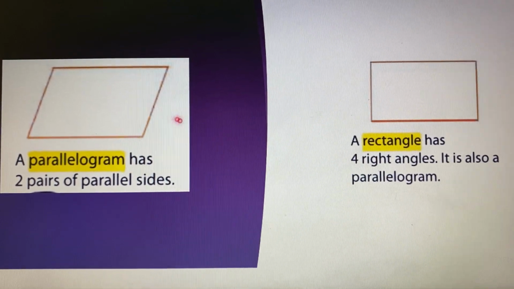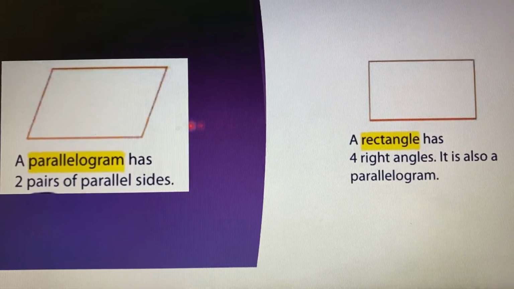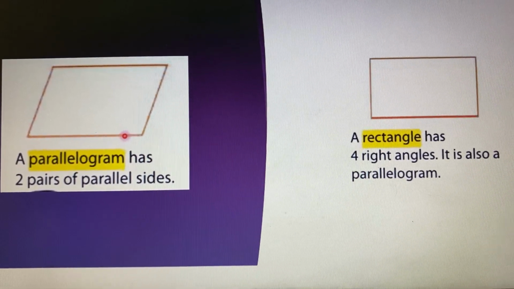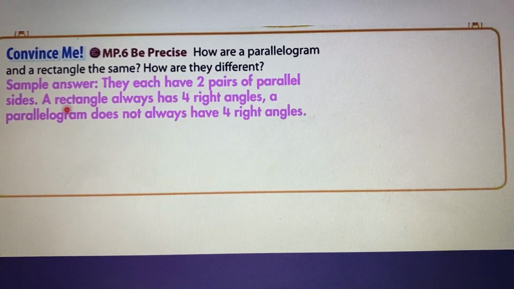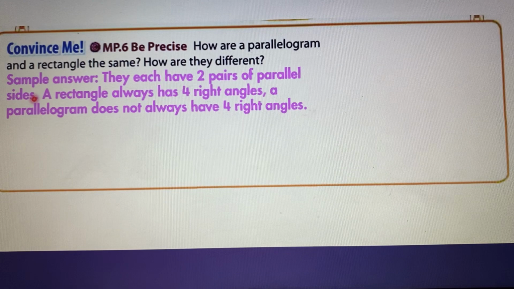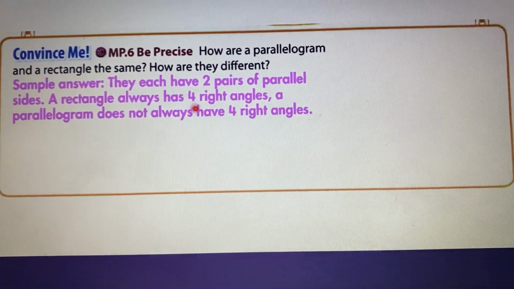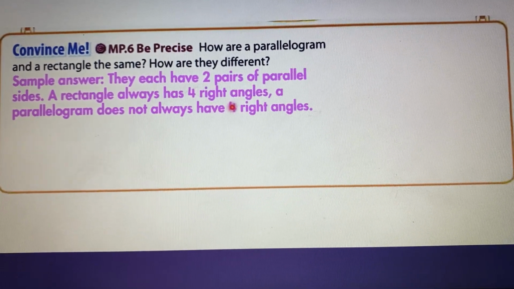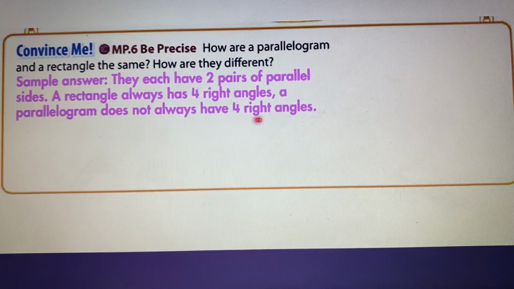Now, the rectangle has right angles, but the parallelogram has two acute and two obtuse. So they each have two pairs of parallel sides. A rectangle always has four right angles, the same as we said. A parallelogram doesn't always have four right angles.